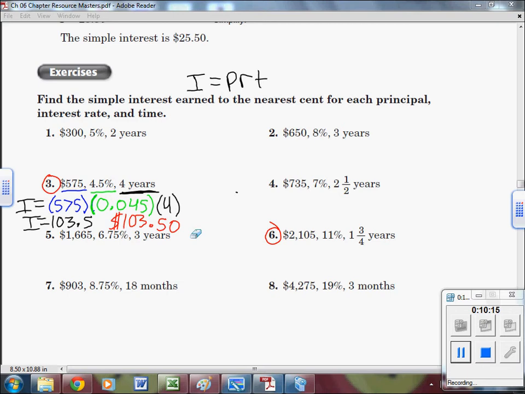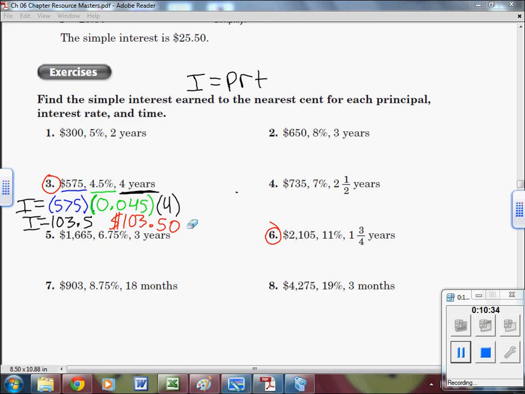So if the question had said what was the total value, you would take $103.50 and you would add it to $575. That'd be the total value after 4 years. Otherwise, most of these questions are going to ask how much interest did you earn, and that's how much interest you earned. So if you weren't feeling confident about that one, now hit pause, try number 6.